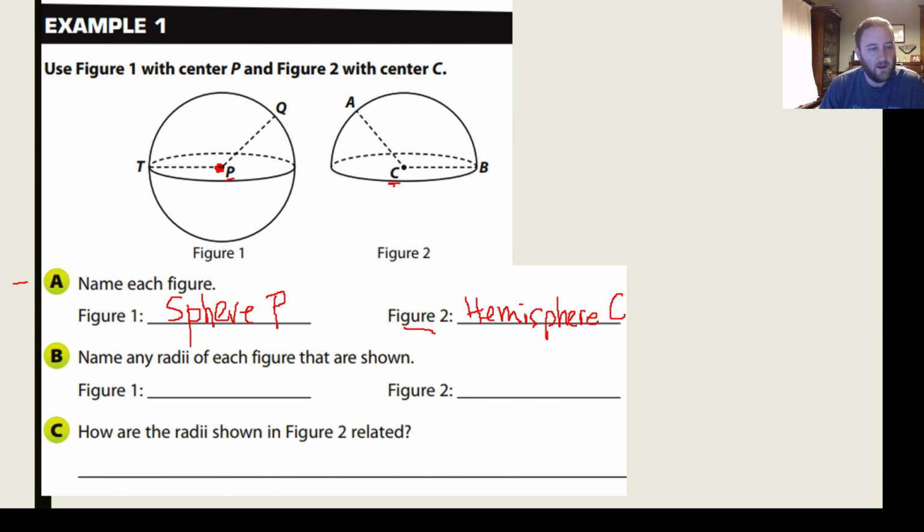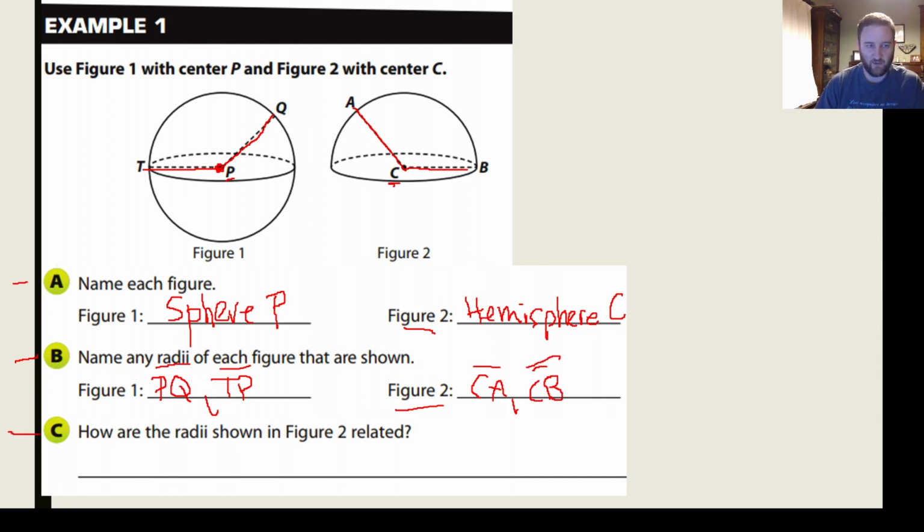Okay. B says name any radii that are shown in each figure. Figure 1, what radii are shown? Well, we've got PQ, so line PQ, and then also TP, line TP. Okay, what about figure 2? Here we've got segment CA, and then here we've got segment CB. Those are radii, or radius.